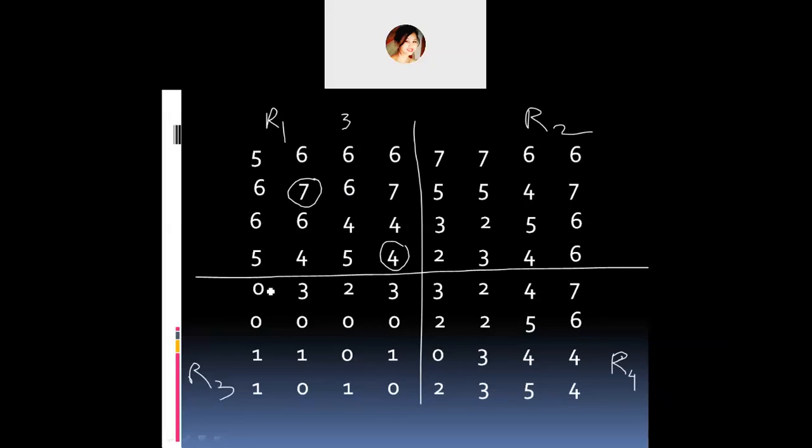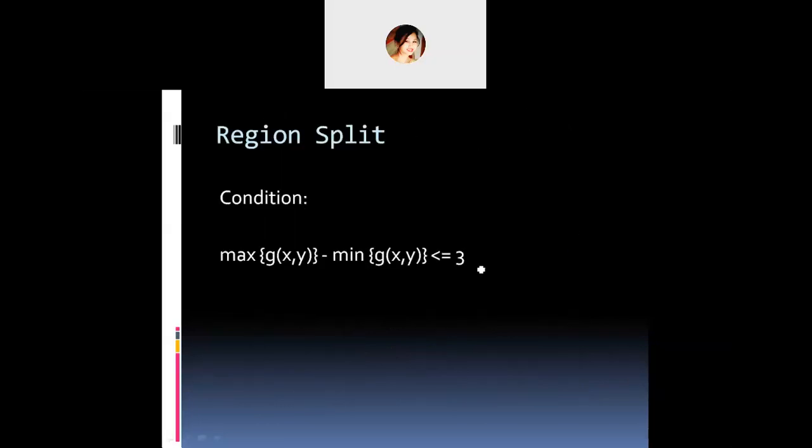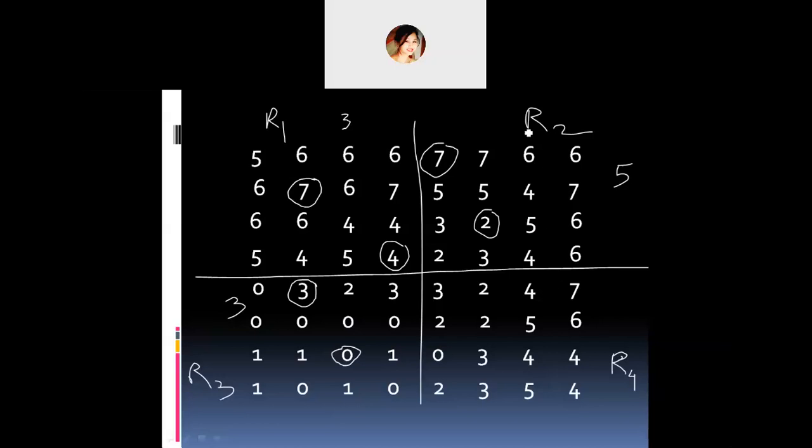Now let's go on to this region. Again, the maximum frequency value is 3 and the minimum is 0. So 3 minus 0 is 3 again, so leave this part as it is. Let's go on to this quadrant. Here the maximum is 7 and the minimum is 2, so 7 minus 2 is 5. So this region is not satisfying this condition, because it is greater than 3. It has to be less than or equal to 3. So this region is not satisfying.